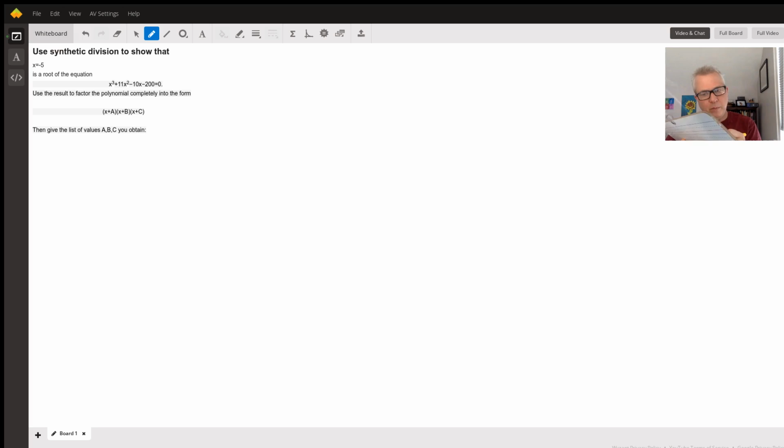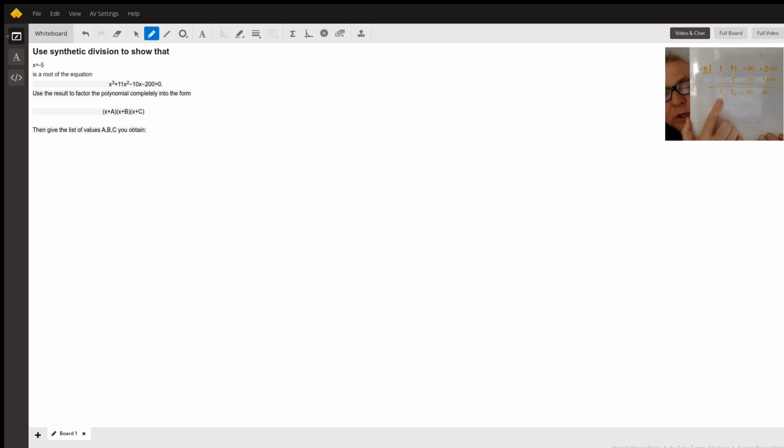And -200 plus +200 is 0, which tells us that we've located an actual root of this cubic polynomial. x equals -5 does indeed satisfy that polynomial equation. So we can factor it out. And synthetic division not only tells us that we have a root, it also tells us how the cubic factors and what the remaining quotient polynomial is.